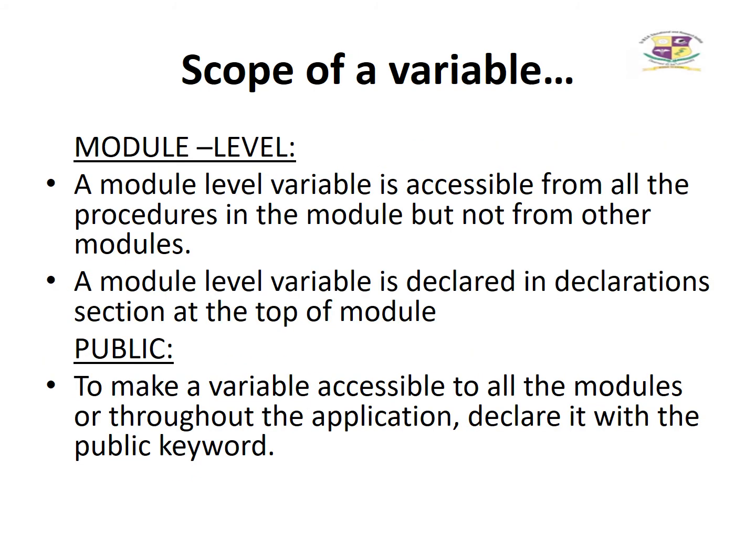The next level is module level. The module level variable is accessible from all the procedures in the module, but not from other modules. In module level, the variable is declared in the declaration section at the top of the module. The next scope is the public scope, where the variable is accessible to all the modules or throughout the application. Here, the variable is declared with the Public keyword.